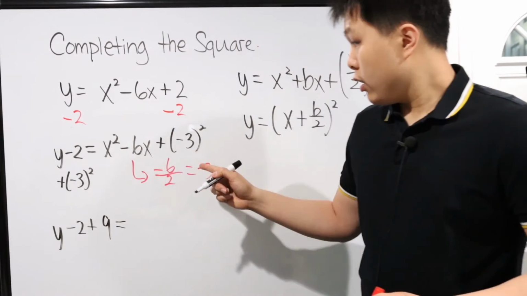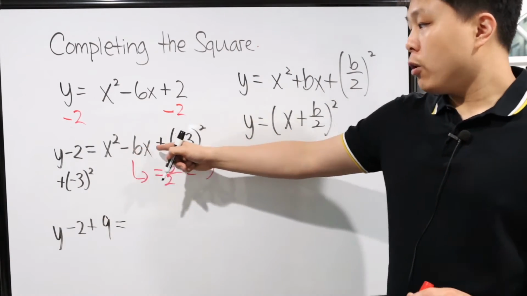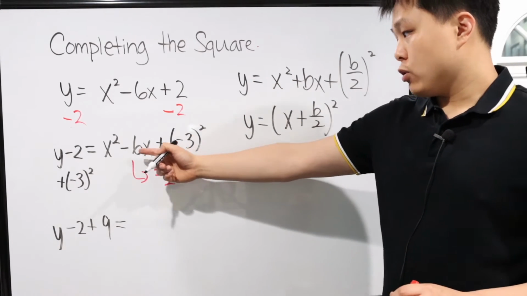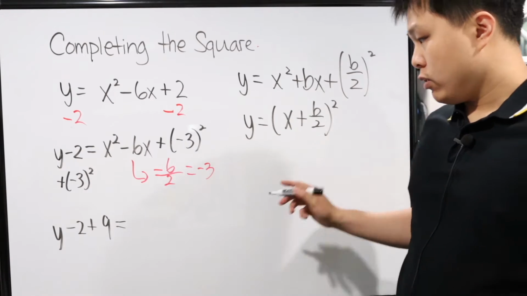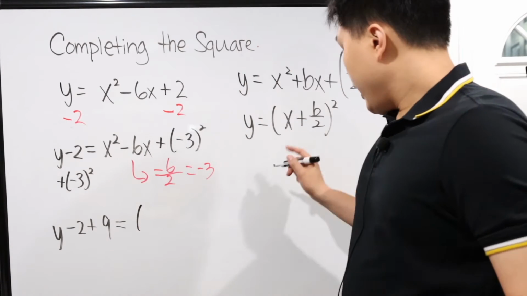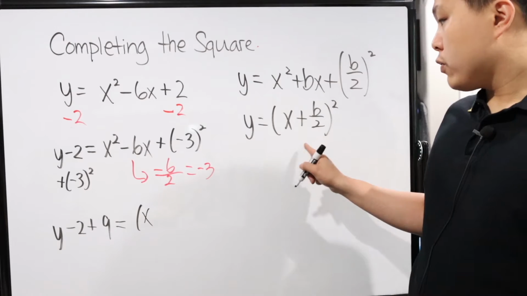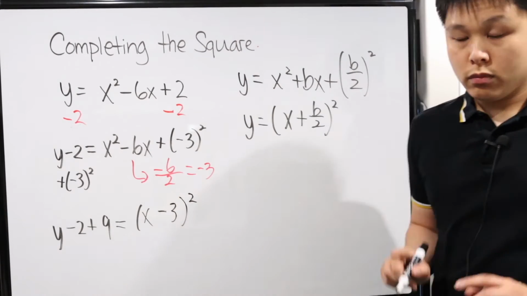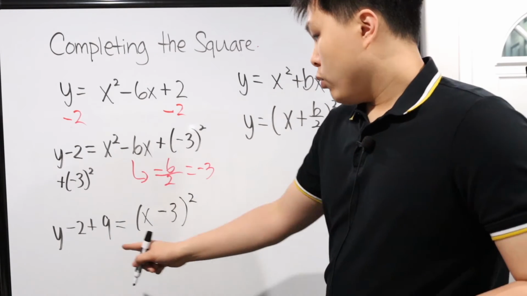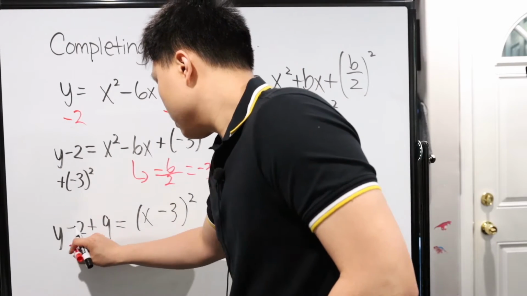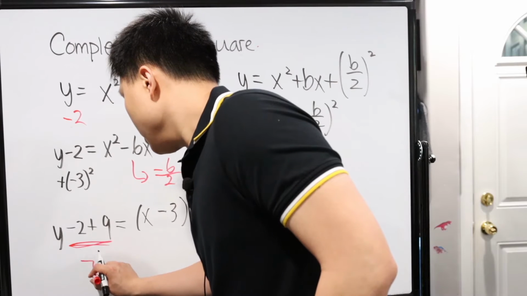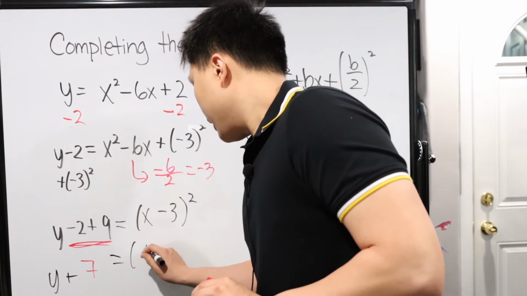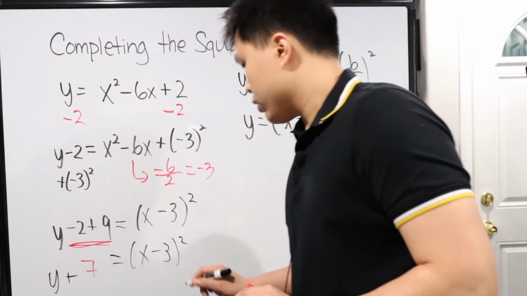This side I love, because now we know that what we created is a perfect square. That's our skill of completing squares. So instead of writing this out, I can write it as x plus b over 2, which is our negative 3, so I'm just going to subtract 3 squared. That's pretty cool. If I combine these, negative 2 and 9, that's just going to be 7. So it's going to be y plus 7 equals x minus 3 squared.